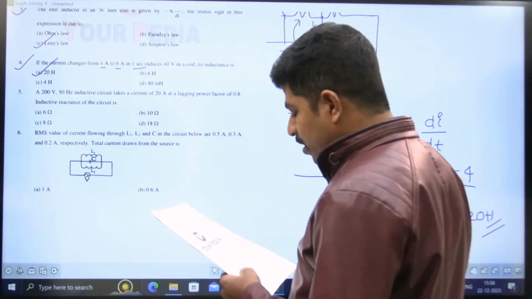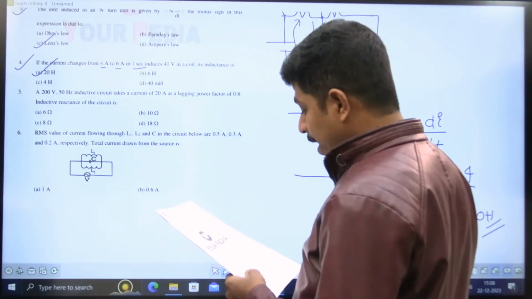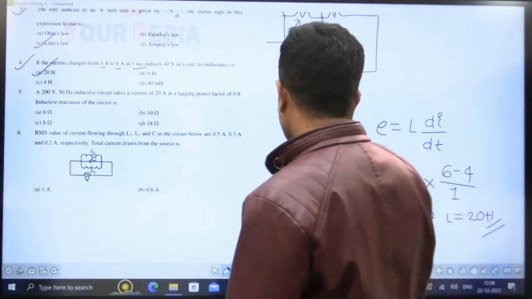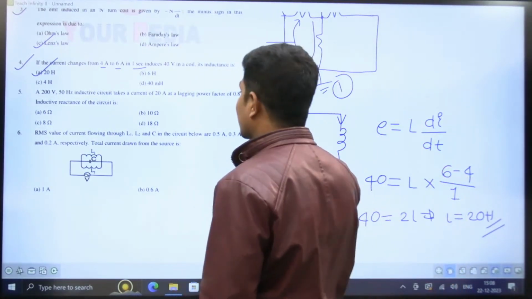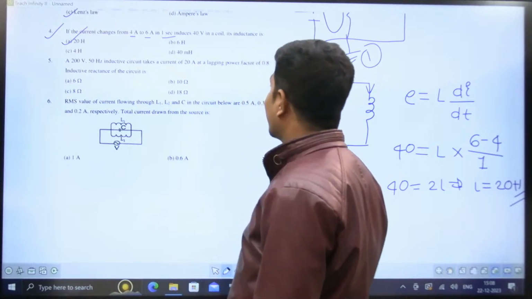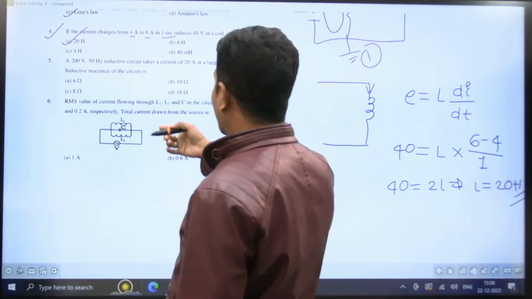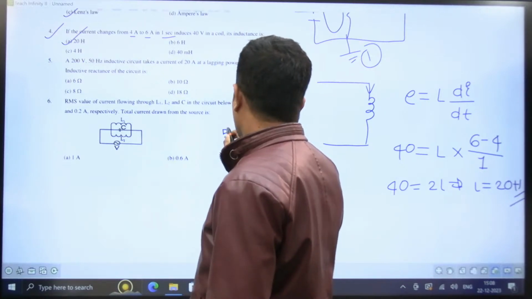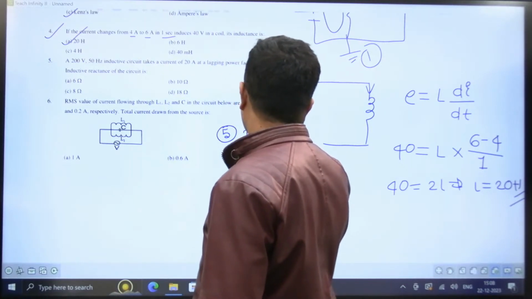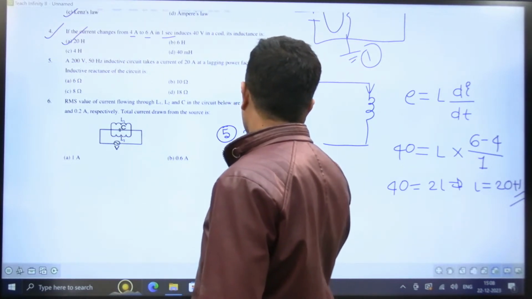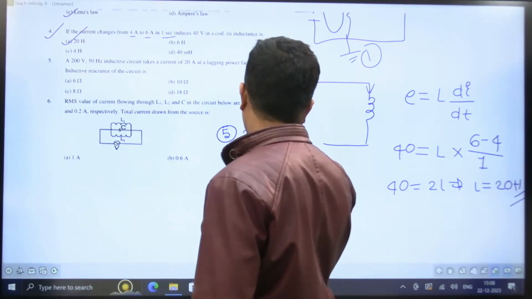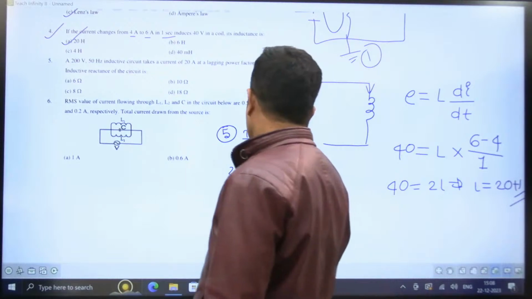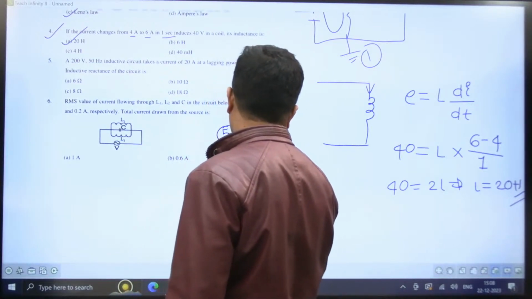What is the next question? A 200 volts, 50 hertz inductive circuit takes 20 amperes at a lagging power factor of 0.8. The inductive reactance of the circuit is? What he is saying is very simple. 200 volts, 50 hertz, and the current is 20 amperes. Fifth question solution: current I is equal to V by Z. All are RMS values. 20 is equal to 200 divided by Z. I don't know Z, I have to calculate it. So Z is equal to 10 ohms.